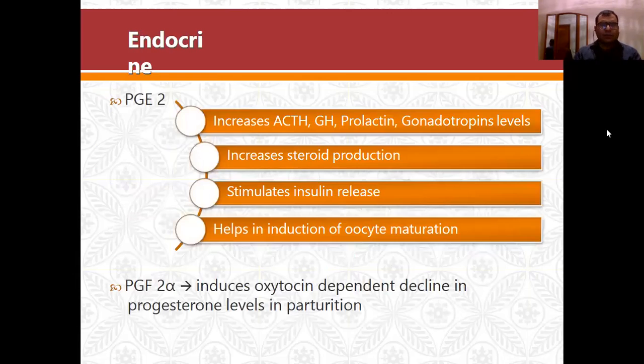Endocrine. Prostaglandin E2 increases ACTH, GH, prolactin, and gonadotropin levels, and it increases steroid production, stimulates insulin release, and helps in induction of oocyte maturation. Prostaglandin F2A induces oxytocin-dependent decline in progesterone level and parturition.